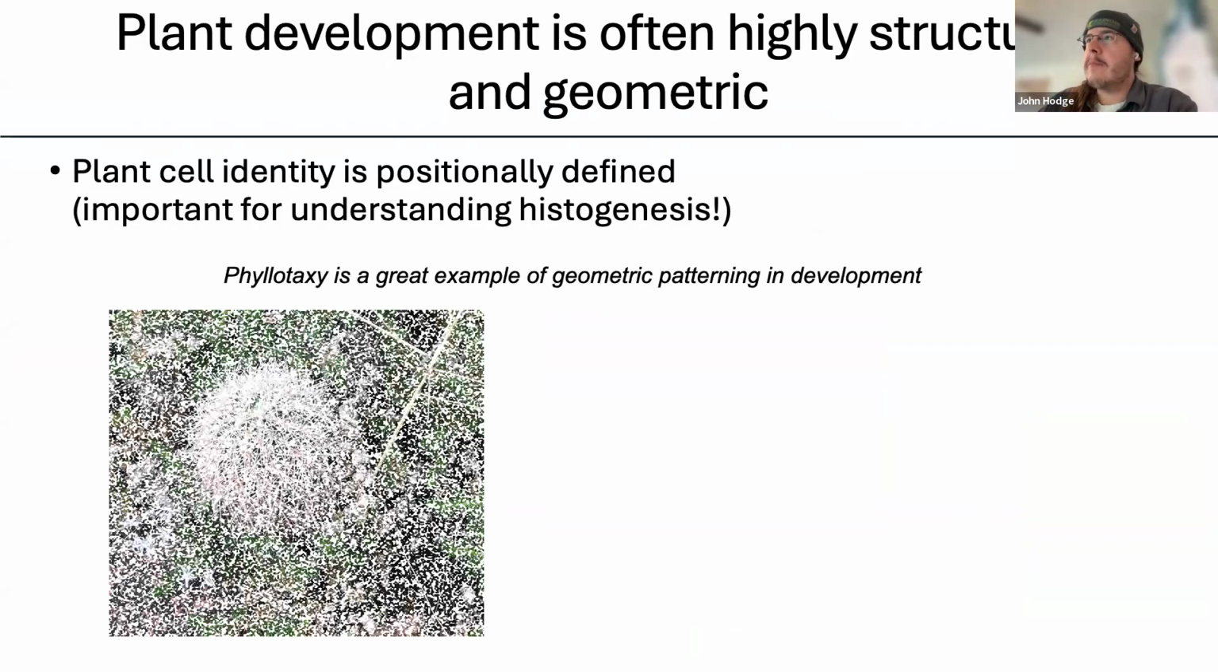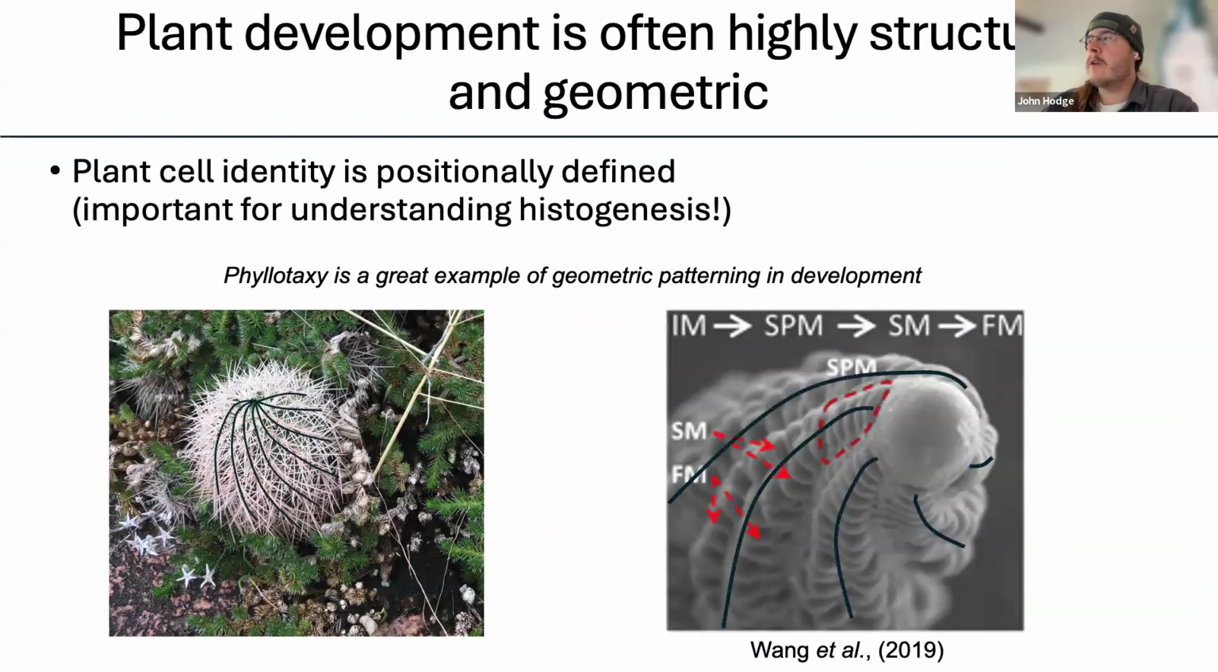And one really great example of this is phyllotaxy, where if you're looking at the ribs of a cactus, or if you're looking down a maize ear meristem, you can sort of see these spirals of this geodesic architecture because you're just repeating the same module over and over again.